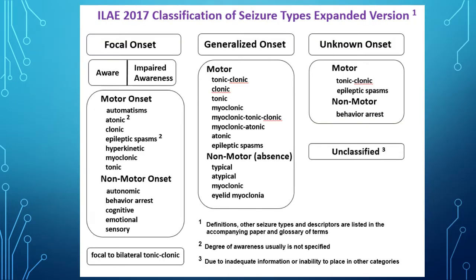Generalized motor seizures is either generalized tonic-clonic, clonic, tonic, myoclonic, or atonic, while the generalized non-motor seizure is the absence seizure. When the onset of seizure cannot be defined, is it focal or generalized, it is called seizure with unknown onset, and sometimes it is called unclassified.